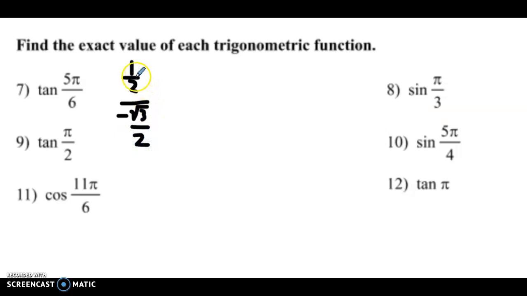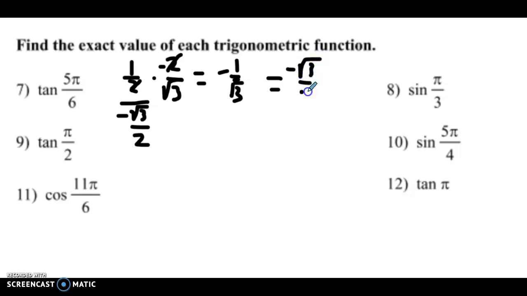Now, if you remember how to divide a fraction by a fraction, we take the bottom one and we take the reciprocal of it. So that would be negative 2 over the square root of 3. And we multiply. Now, before we multiply, I'm going to reduce. So the 2 cancels out the 2, and I end up with just negative 1 over square root of 3. But if you remember, we have to rationalize that denominator, multiply top and bottom by the square root of 3, and we get negative square root of 3 over 3.